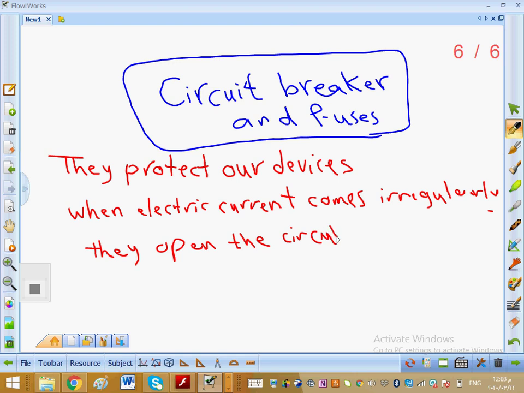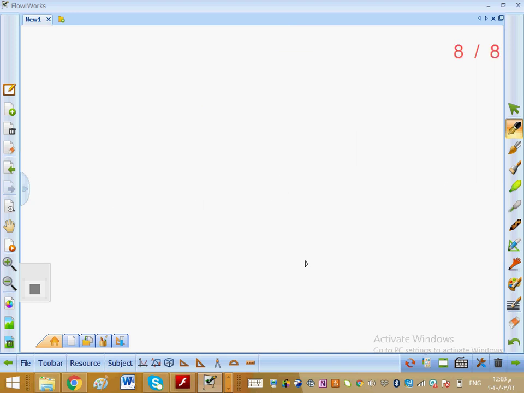If they open the circuit, electric charges cannot reach our devices or make fire. So this is the second lesson included in this unit. Then the last lesson that we learned in this unit is how we use electricity. We began in this lesson with uses of electricity, and we said we have many different uses of electricity.